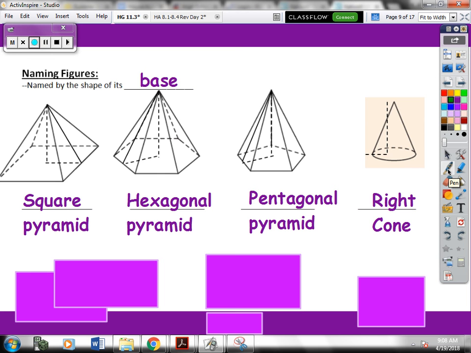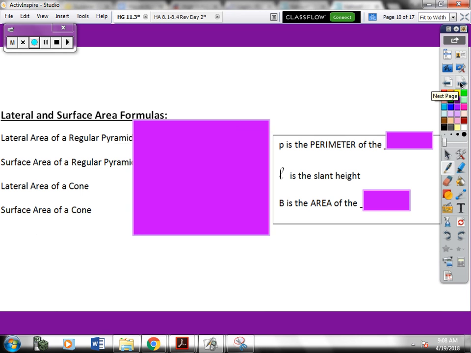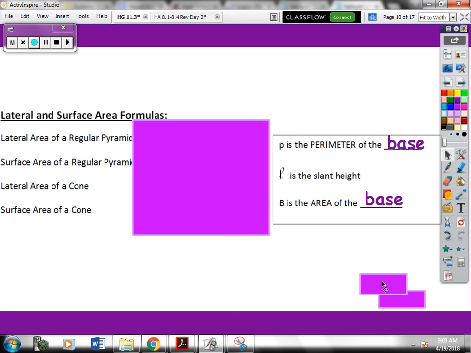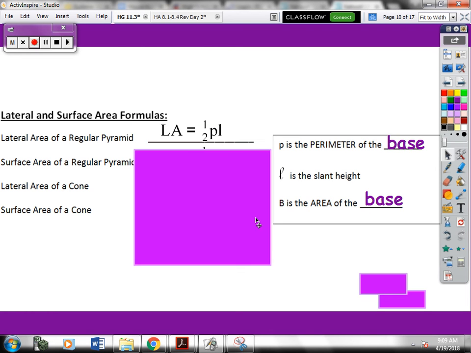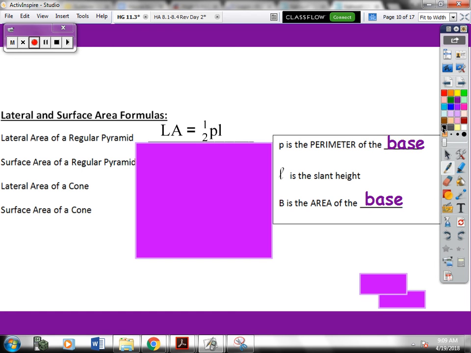All right, so now to our formulas. Lateral area and surface area of both of them. Remember that P, just like yesterday, is the perimeter of the base. So whatever the shape of the base is, you have to find the perimeter. L is our slant height, which sometimes we'll have to use the Pythagorean theorem to find. And B is still the area of the base. So lateral area will be equal to 1/2 times P times L. That's the perimeter of the base times the slant height.